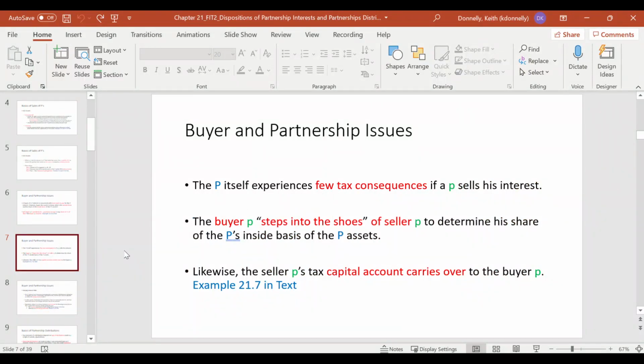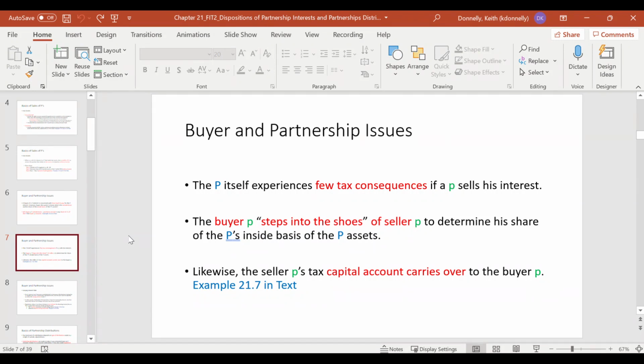So from a partnership perspective, the partnership itself is going to experience very few tax consequences if there's a sale of a partnership interest. Basically, the buyer, the new person who's coming in, is going to step into the shoes of the seller partner to determine their share of the partnership's inside basis of the partnership's assets. Remember we said there's outside basis and inside basis. Outside basis is your basis in the partnership as a partner. Inside basis is what the partnership as an entity has as a basis in the assets.